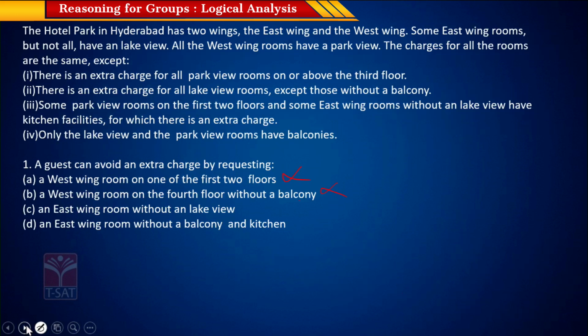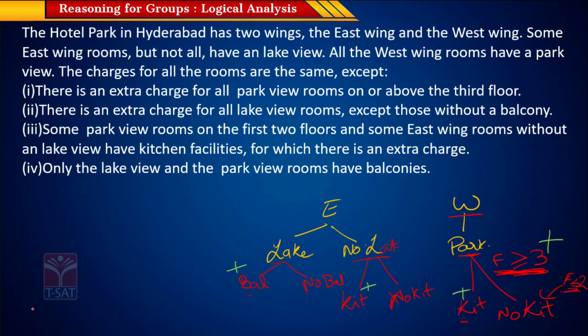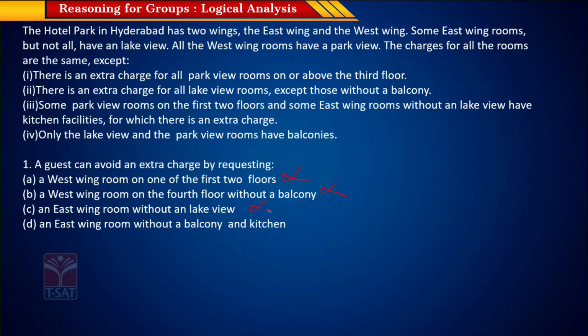And next, what is the option? An east wing room without a lake view. If you choose a no lake view room in the east wing, it's still possible that it has a kitchen, so therefore you have an extra charge. So this is also not the right option.